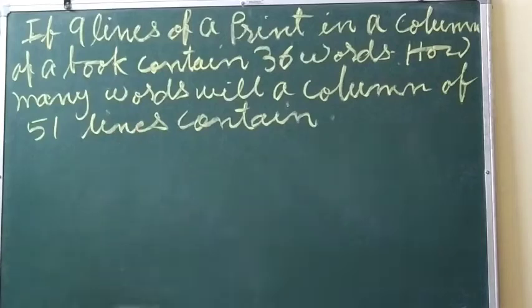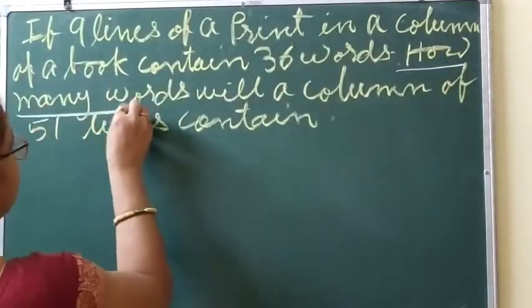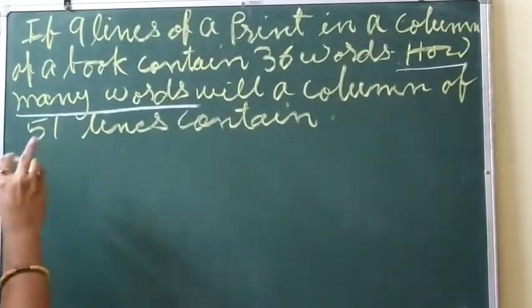Now the next question is, if 9 lines of a print in a column of a book contain 36 words, how many words will a column of 51 lines contain? So what do we have to find out? How many words? Clear? We have to find out how many words.